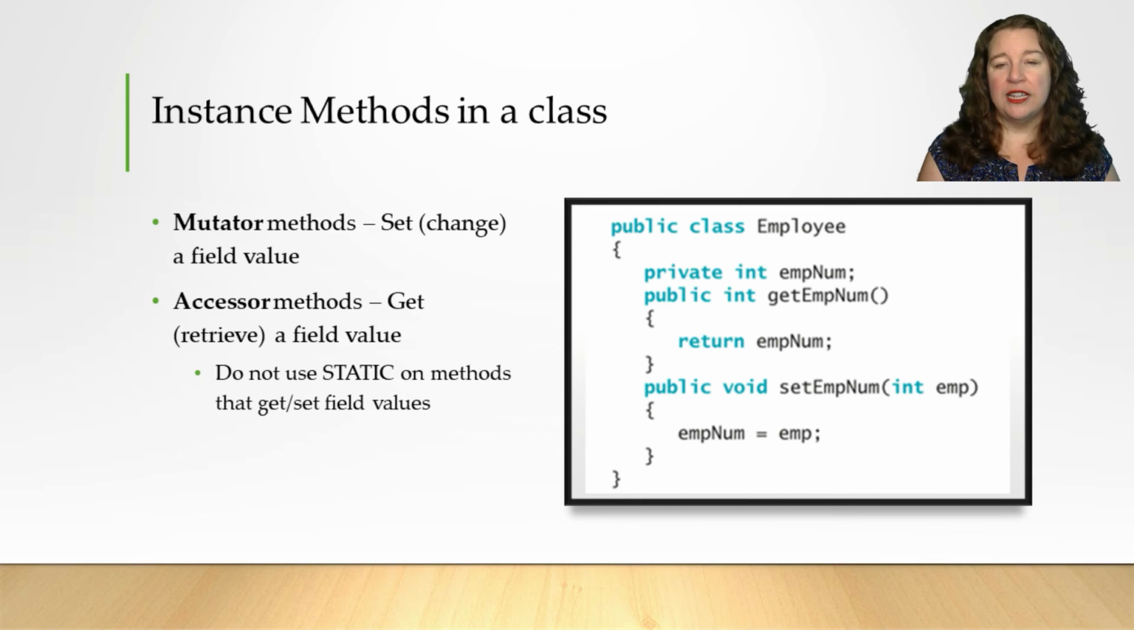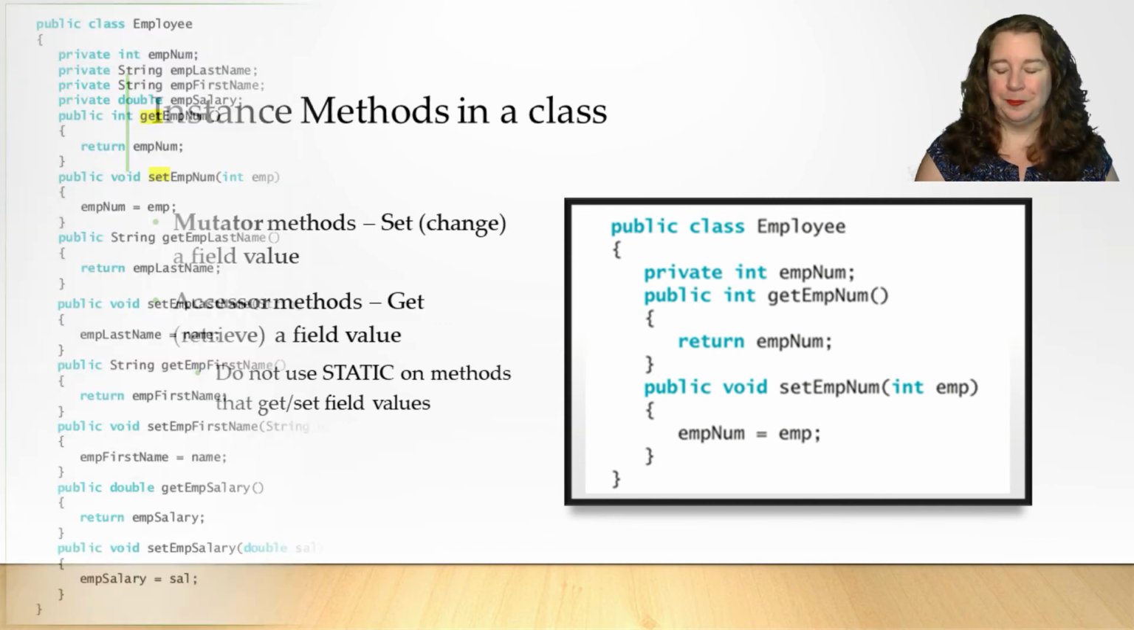Your setter is going to have a return value void because it doesn't return anything, it just sets the value. And then it's going to have a parameter, which is what value we're setting it to. Your getter is going to have a return value, but is not going to have any parameters because it doesn't need anything coming in. It's just going to return a value. So these are your getters and setters.